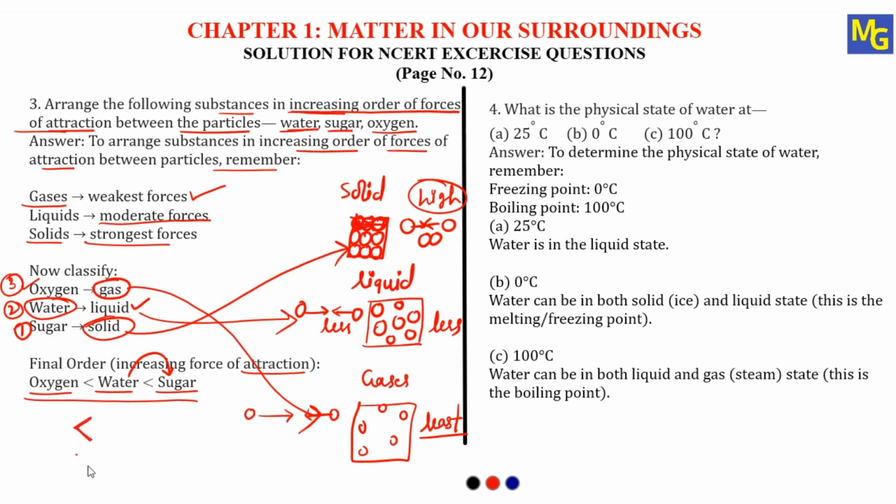One more sign is there, it shows decreasing order. This is called more than and this is called less than sign. So we can use these here to show the order, that is increasing order of forces. I hope you will understand this. Now we'll move on to the next question, 4.